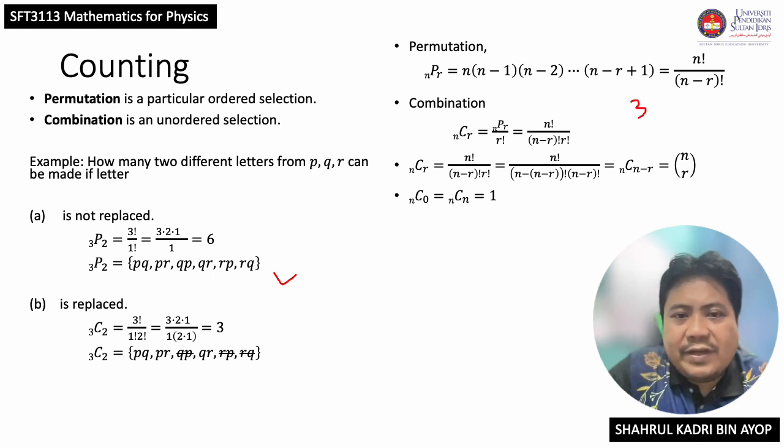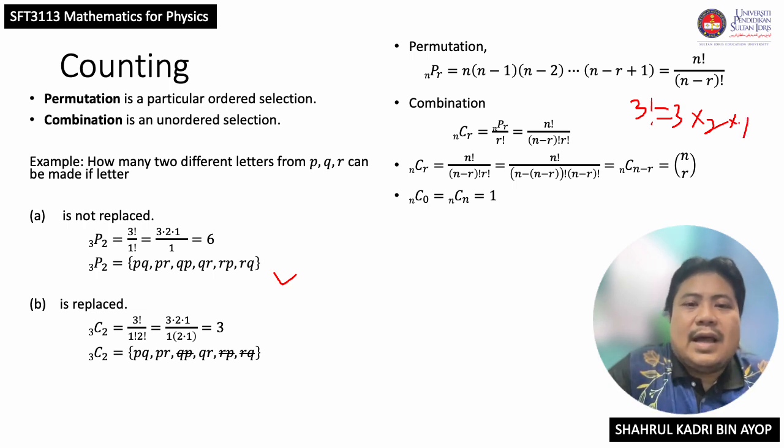For example, 3 factorial is equal to 3 times 2 times 1. You have to calculate down until 1. All right, so that is for the permutation. Here there are three cases and our selection is 2, so 3 factorial over 1 factorial gives you 6 possibilities to pick from the 3 letters.